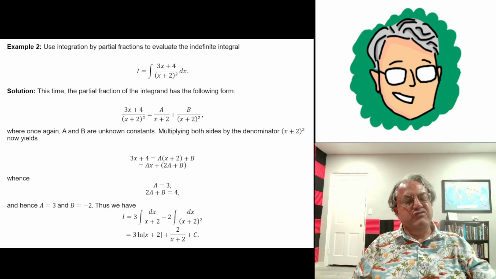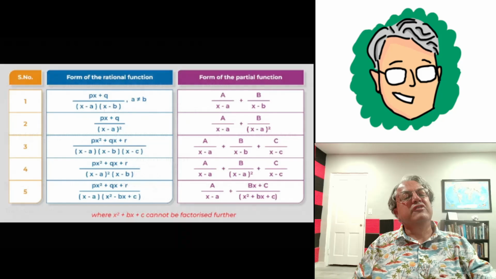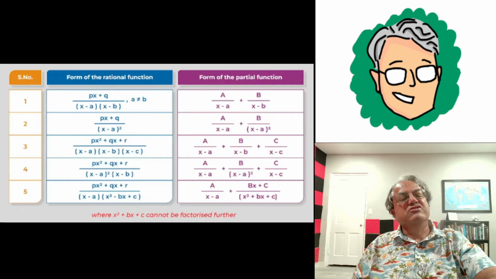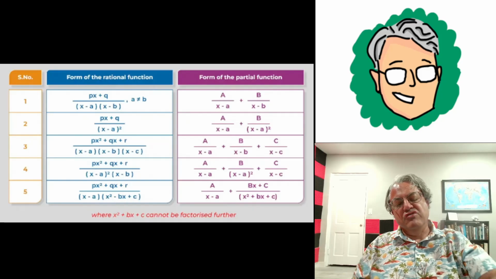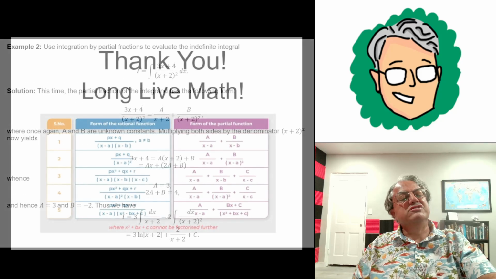So this one is going to be of the second form. Here we have the integral of 3x plus 4 over the quantity x plus 2 quantity squared dx. And this is of the second form. You can see that the denominator has a square in it. So the partial fraction is going to look like this, capital A over x minus little a plus capital B over x minus little a quantity squared. So it's going to have that form, and let's just do it.